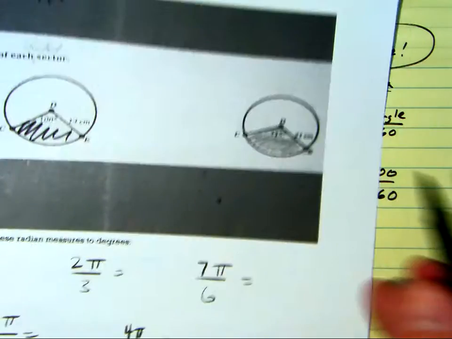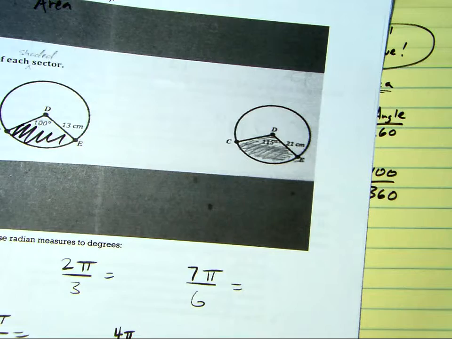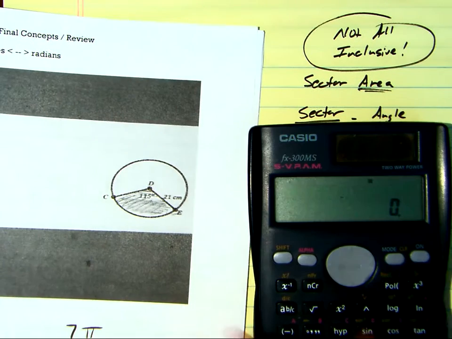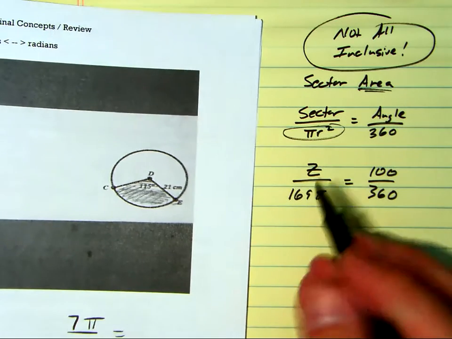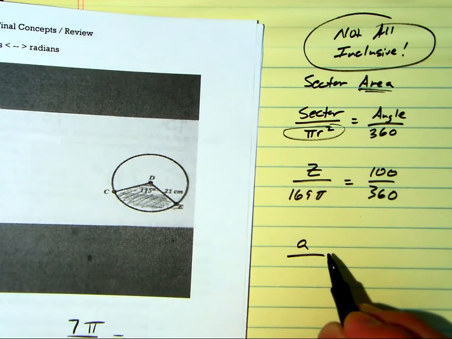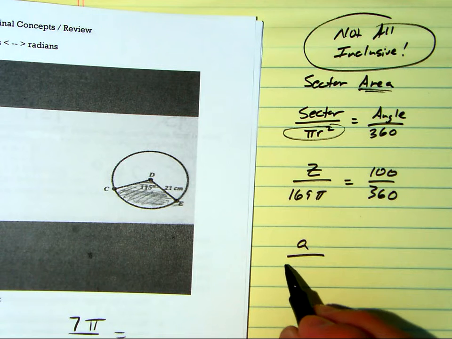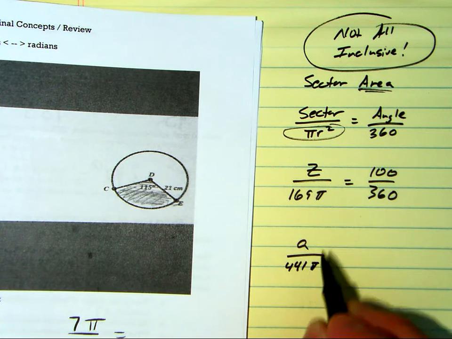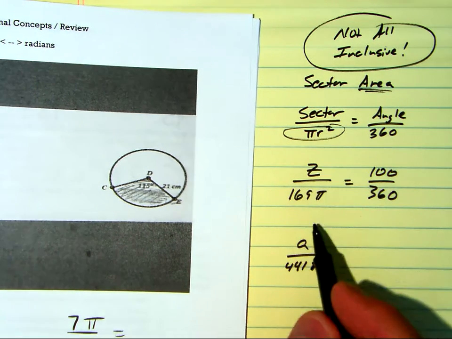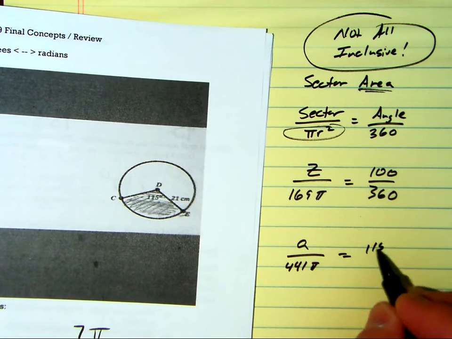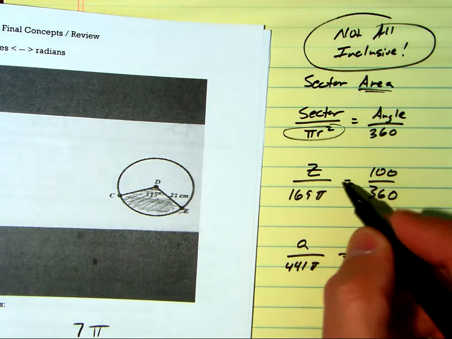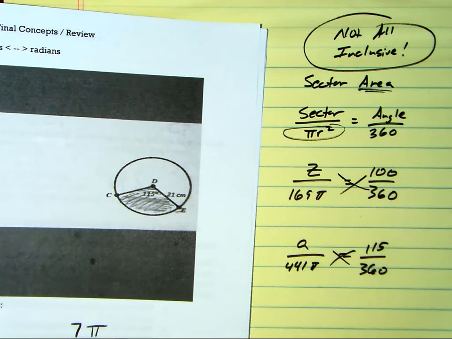And then, let's see here, 21 squared, I think that's 441. So this one, let's use A for sector area. So it's A over 441 pi. That's pi r squared. Do the r squared first. And that equals 115 over 360. And again, cross multiply correctly.